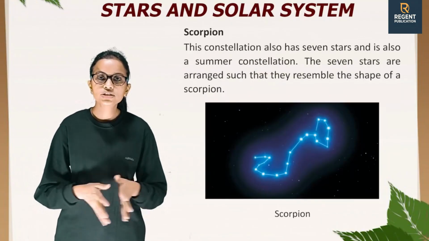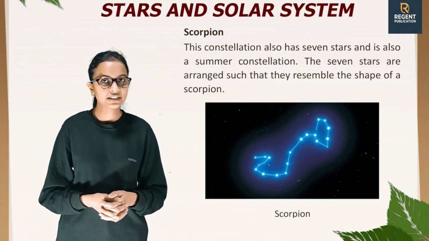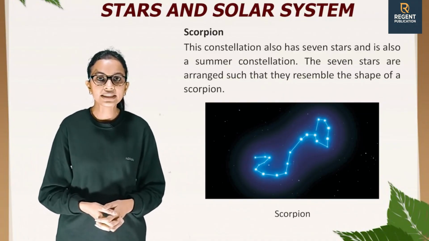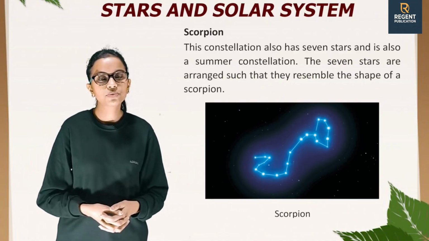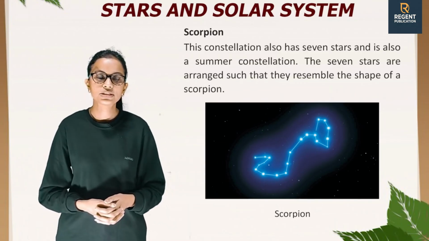Scorpion. This constellation also has 7 stars and is also a summer constellation. The 7 stars are arranged such that they resemble the shape of a scorpion. This is the picture of the scorpion constellation.